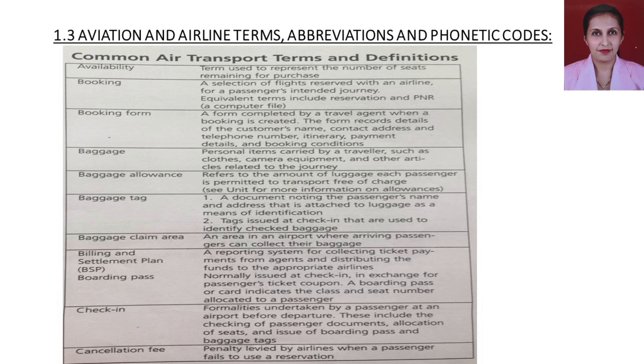So cancellation fee is nothing but a fee charge that is deducted from the amount. If my ticket is like 3,000 rupees and they charge me a cancellation fee of 500, they'll just minus that amount and give me the remaining amount as a refund. So this is all for billing and settlement plan, boarding pass, check-in and cancellation fee. I hope you have understood this.